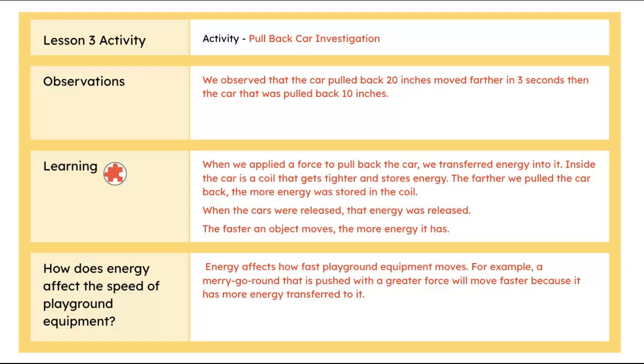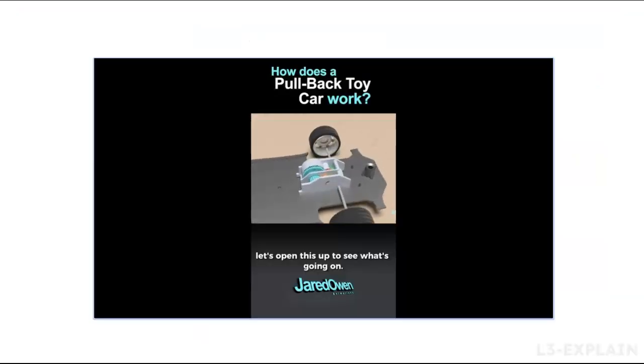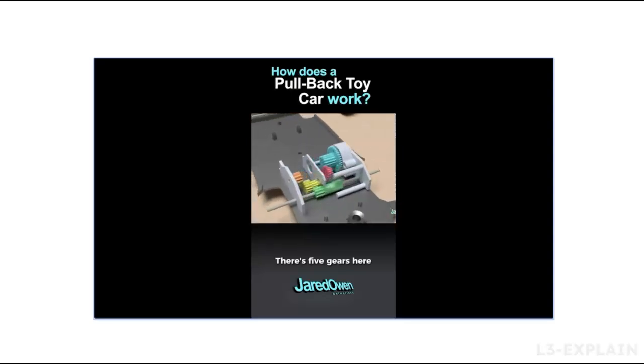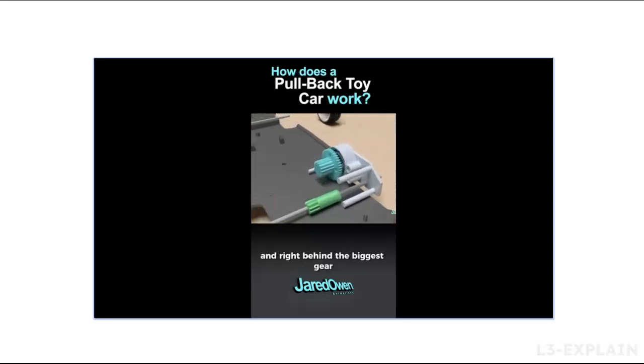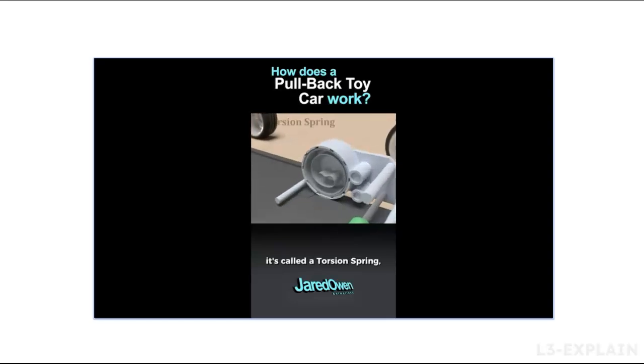From the discussion, students should understand that energy affects how fast playground equipment moves. For example, a merry-go-round that is pushed with a greater force will move faster because it has more energy transferred to it. During the Explain discussion, you'll have students watch a video about how the pullback car mechanism works.